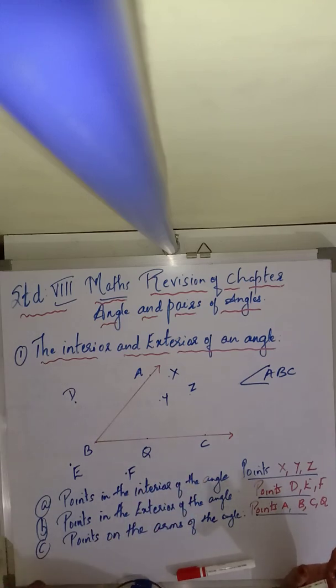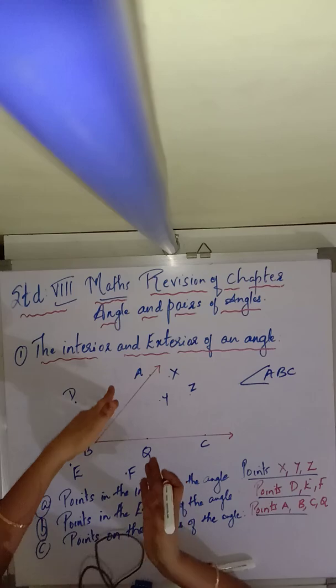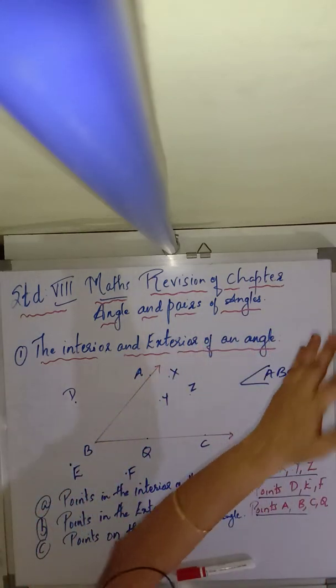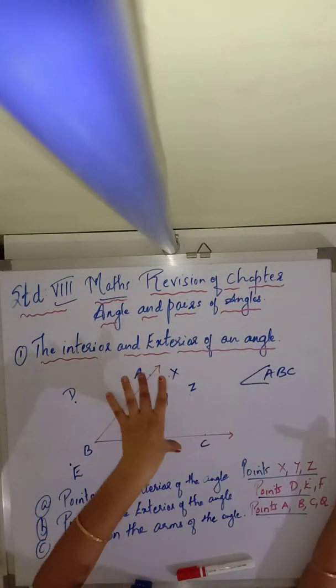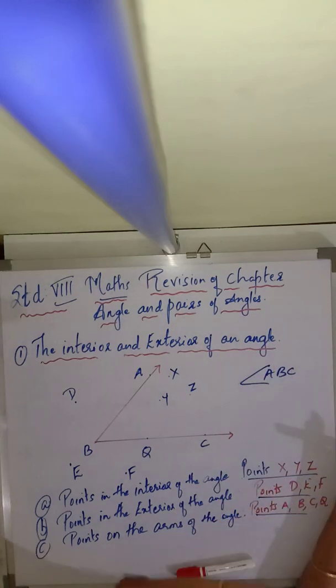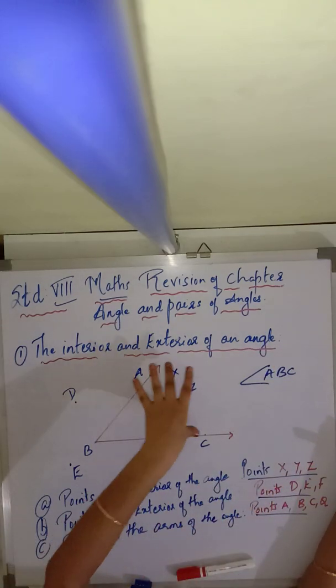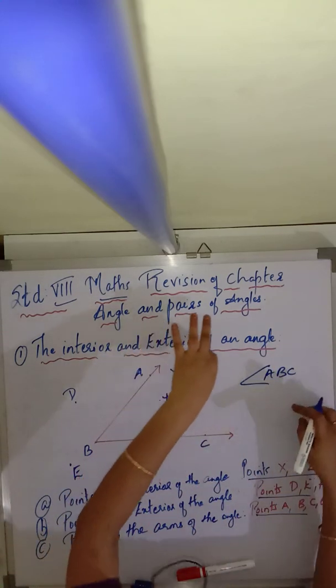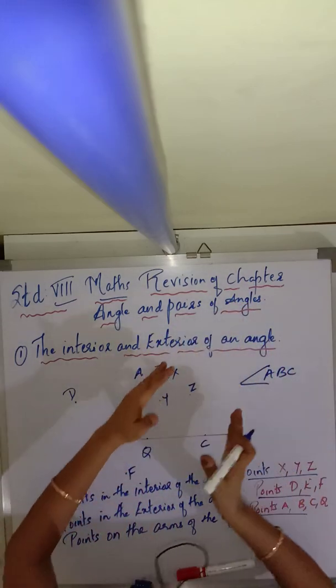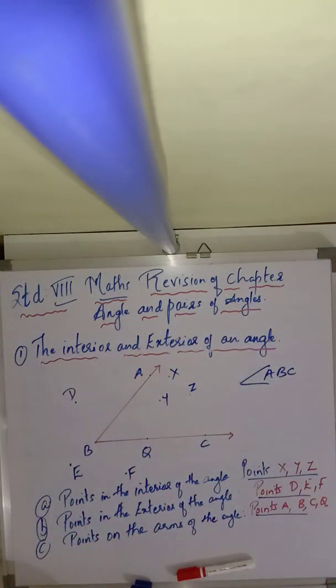Now always remember, children, if you extend both the arms of an angle, then this inner part will be the interior part of the angle. After extension also, whatever portion lies inside will be the interior of the angle. In the same way, the outside will be the exterior of the angle. I hope you have understood the interior and exterior of an angle.